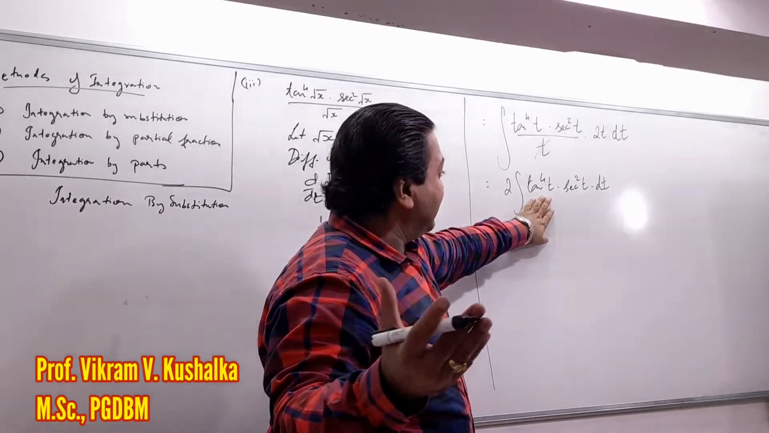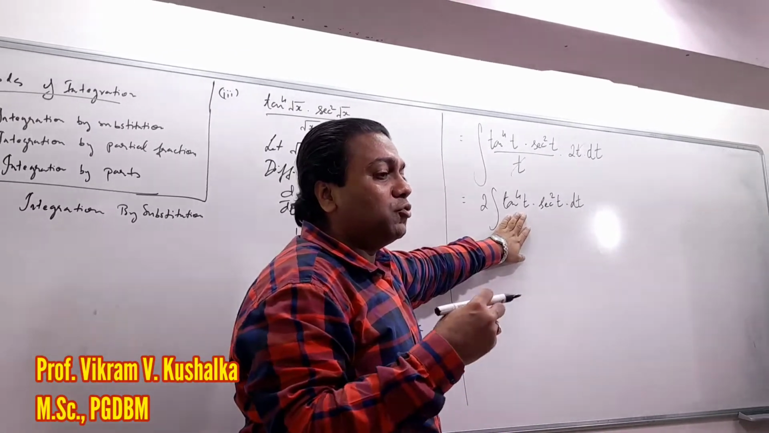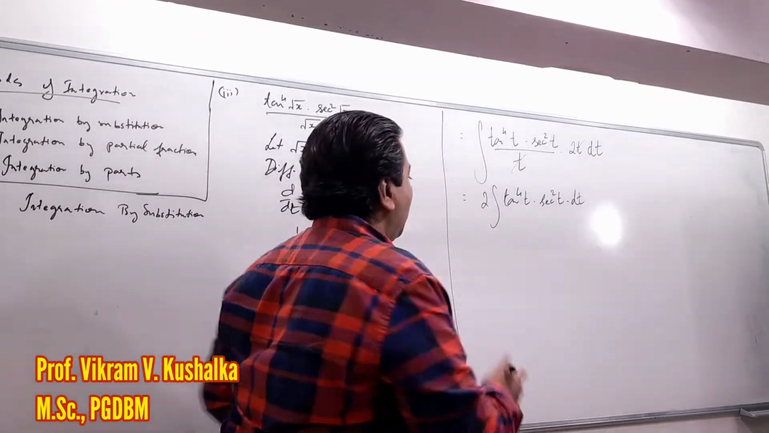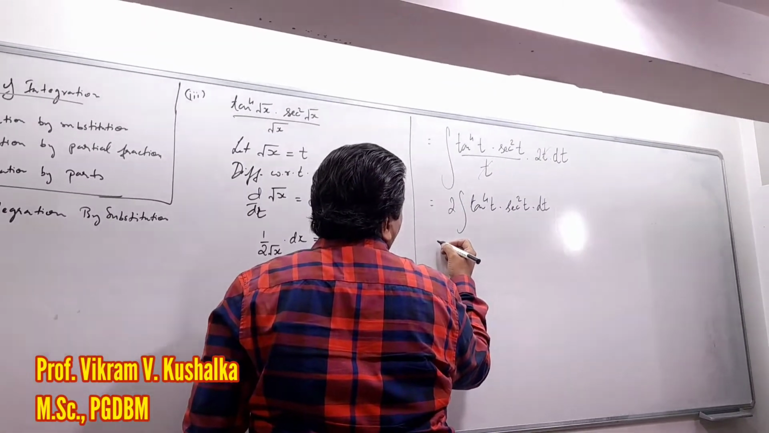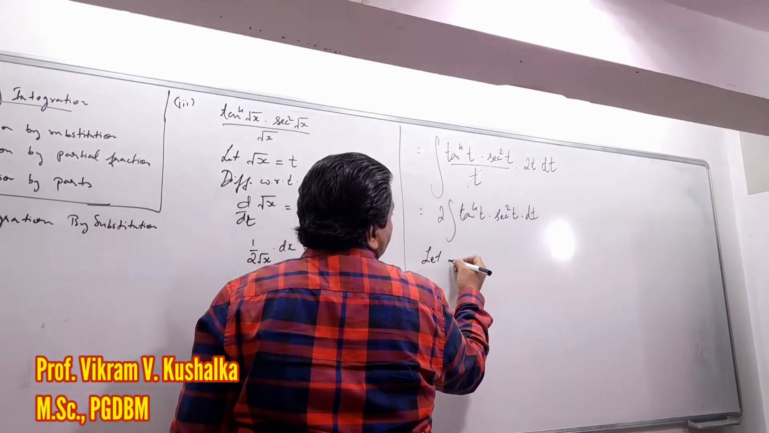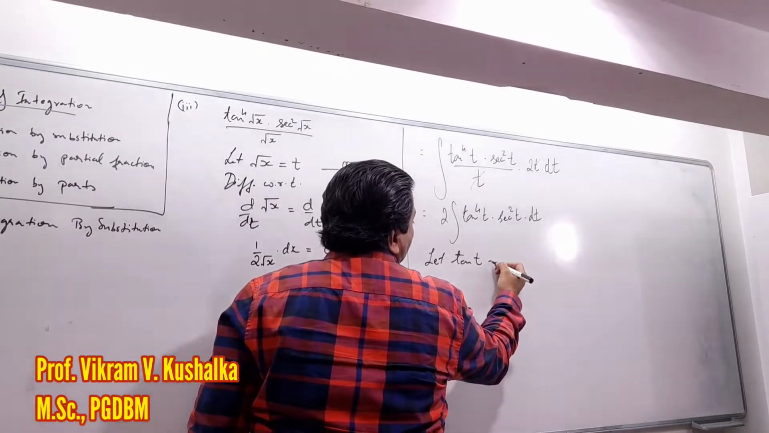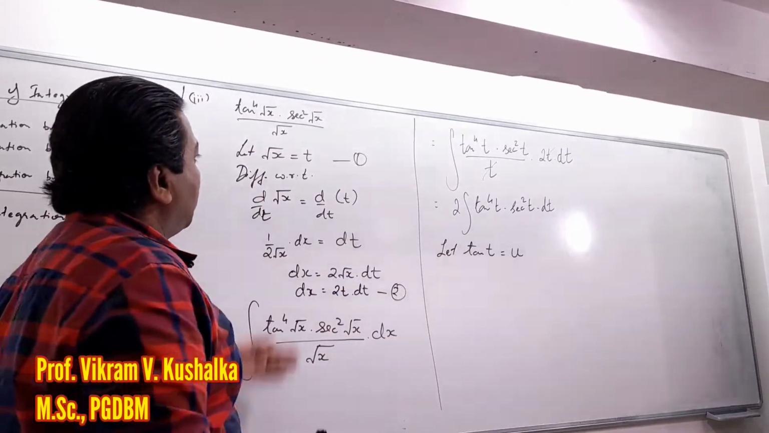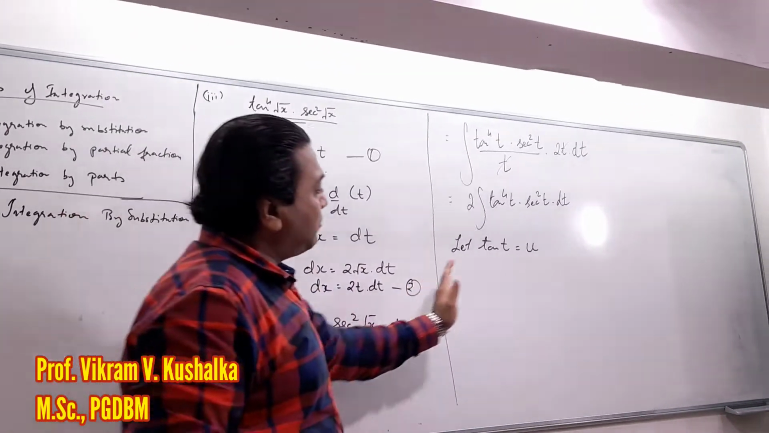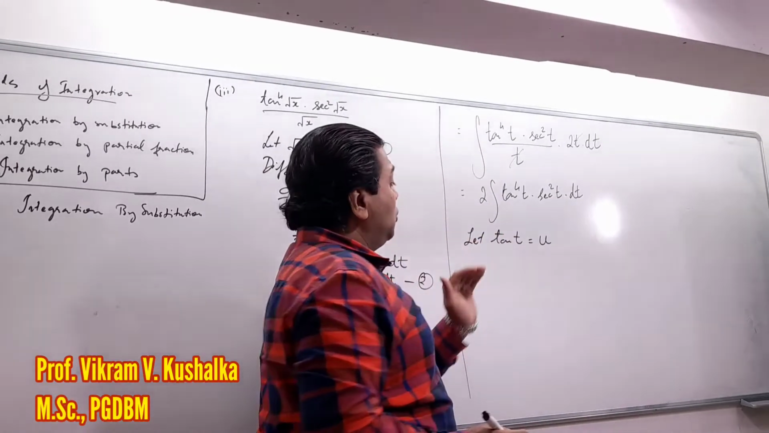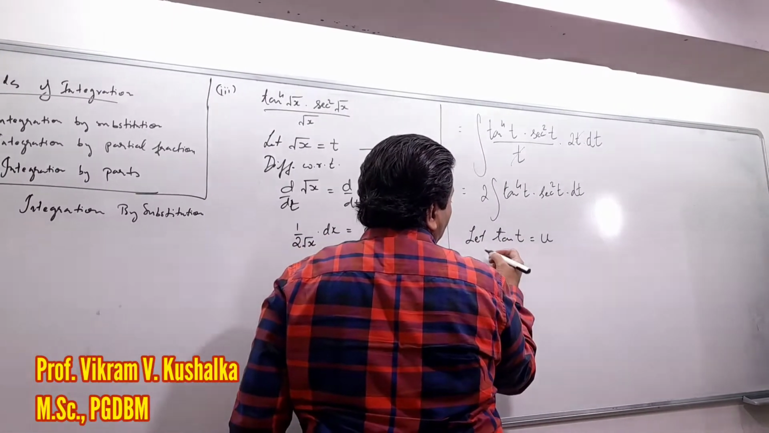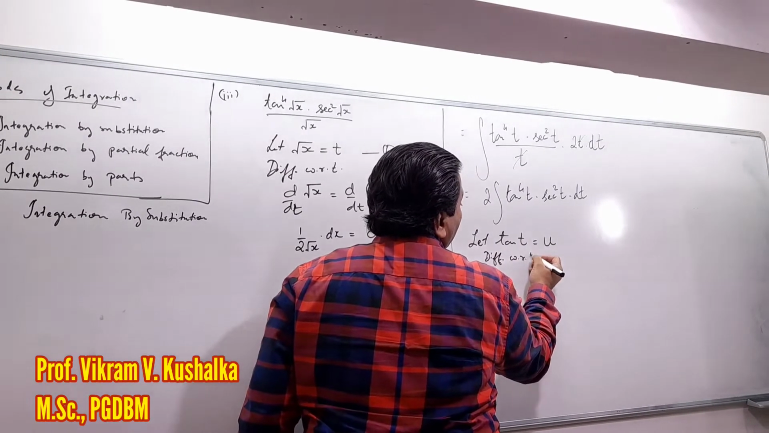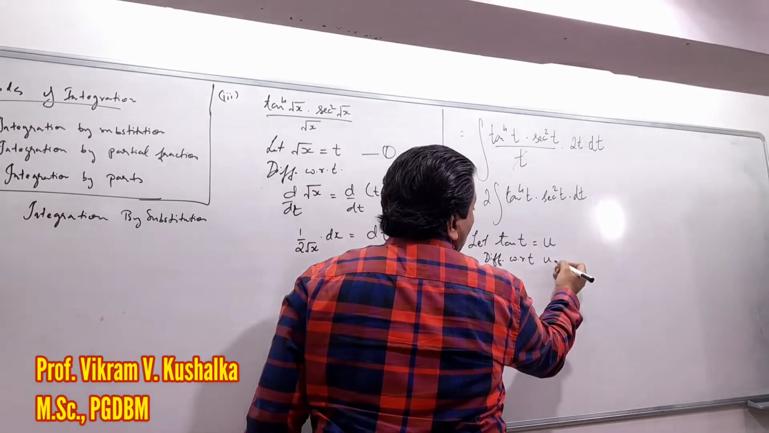So we are again going to do a second substitution, a dual substitution we can say. So what am I going to take over here now? I'll be taking let tan t be equal to u. Here I have taken root x is equal to t. I am now going to consider tan t equals to u. So when I am taking tan t is equal to u, once again I am going to differentiate with respect to u.